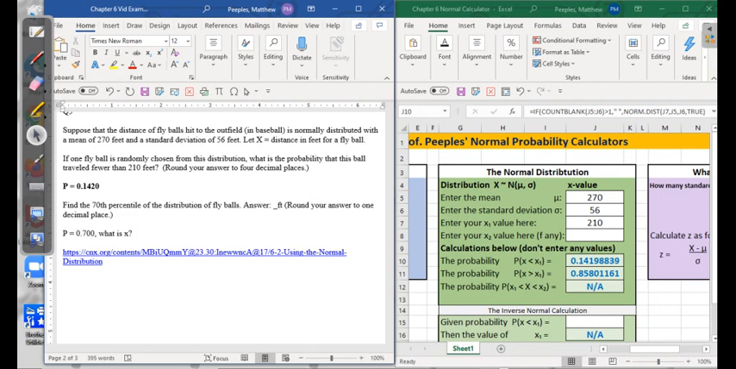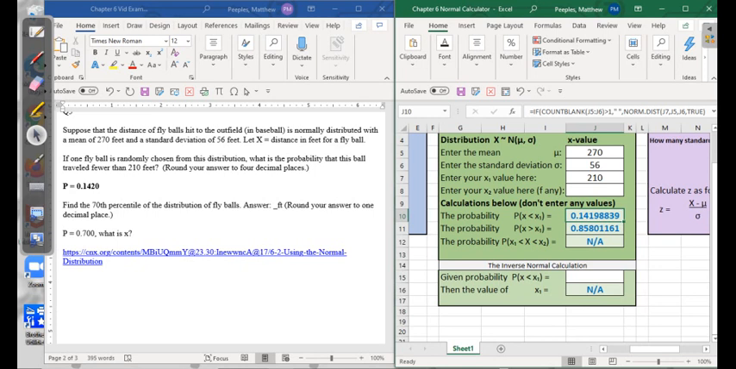So this is where I'm going to go down to the bottom part of my calculator and use what's called the inverse normal. In this case, if I'm given a probability, it's always a probability that x is less than this number. So we're going to enter in the 70th percentile. That means 70% are less than this number. We're going to enter 0.7 for our probability. And in this case, here's the number.